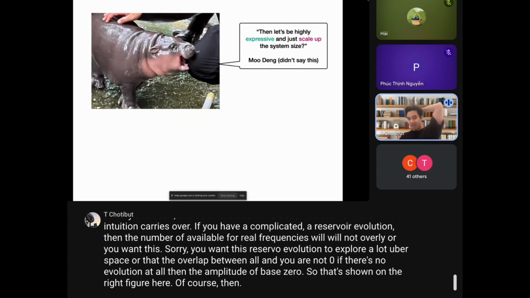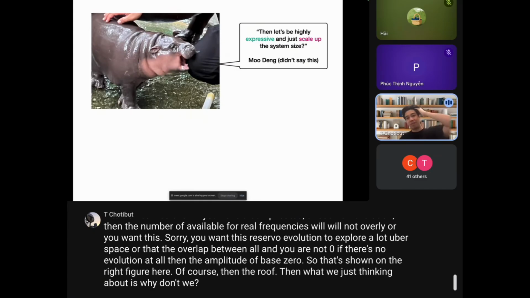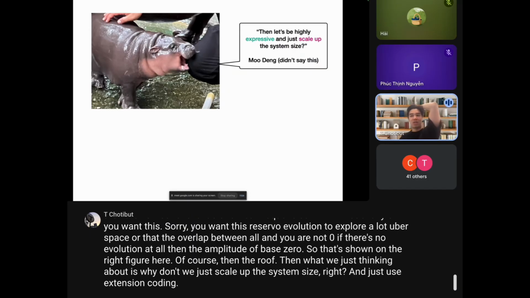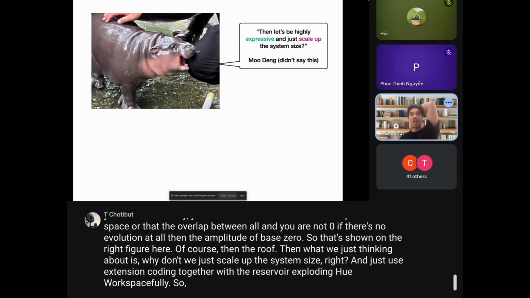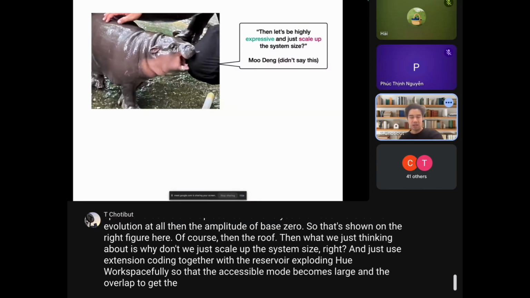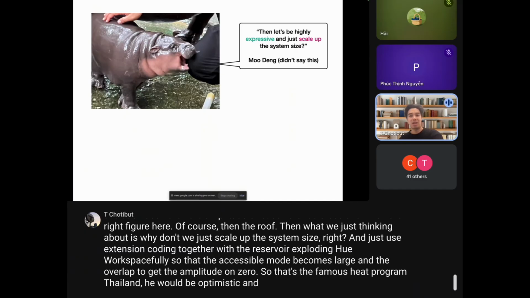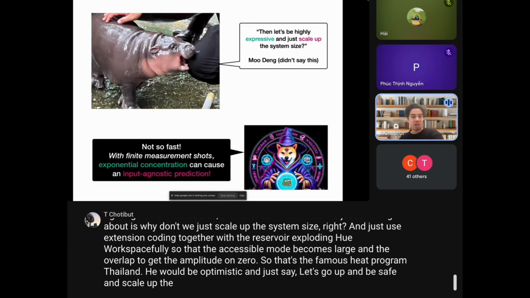Of course, then what we're just thinking about is, why don't we just scale up the system size, right? And just use exponential encoding together with a reservoir to explore the Hilbert space fully, so that the accessible modes become large and they overlap to get amplitudes that are non-zero. So that's the famous hippo from Thailand. He would be optimistic and just say, let's grow up and be expressive and scale up system size.